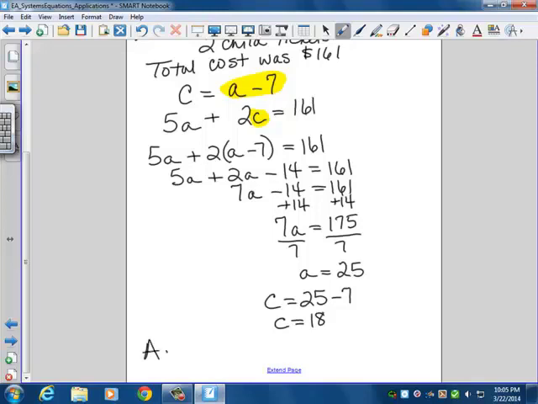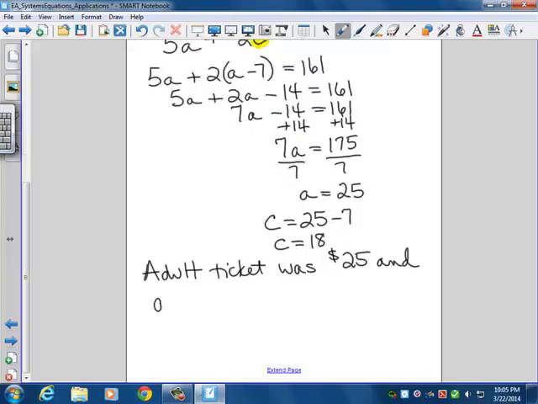So an adult ticket was $25, and a child's ticket was $18. What's the last thing I still need to do here? I wrote up my answer, but what do I need to do? I need to check.